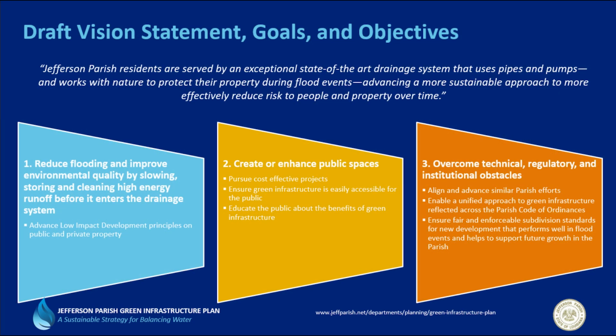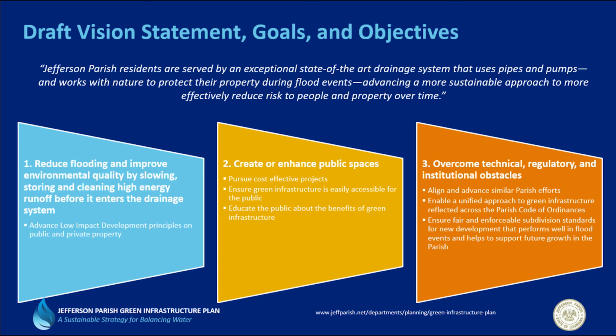The draft vision statement, goals and objectives. Jefferson Parish residents are served by an exceptional state-of-the-art drainage system that uses pipes and pumps and works with nature to protect their property during flood events. Advancing a more sustainable approach to more effectively reduce risks to people and property over time is our vision statement.